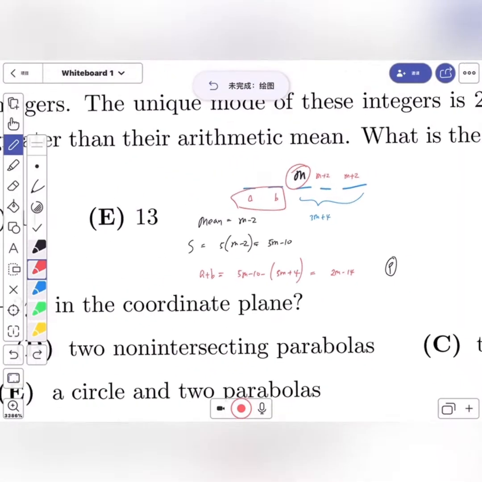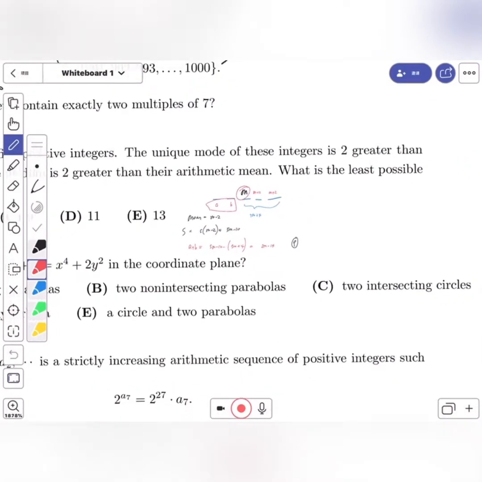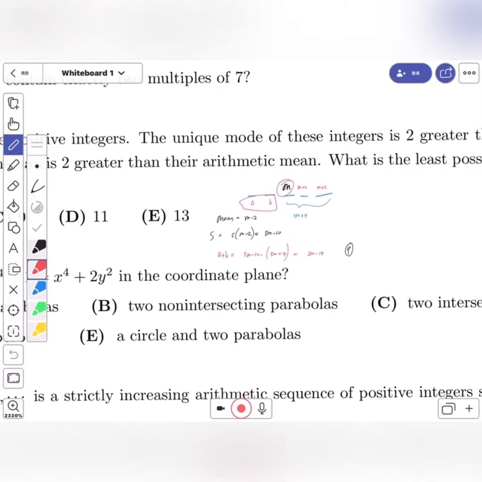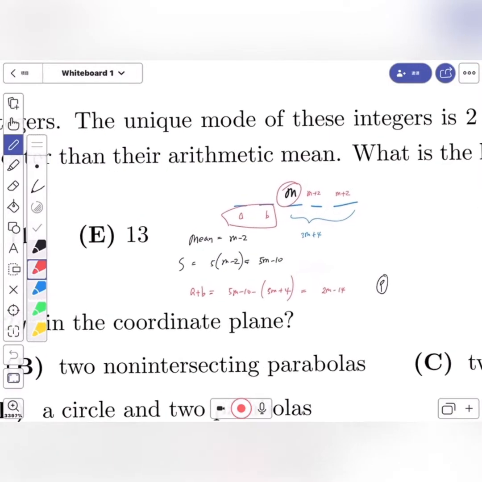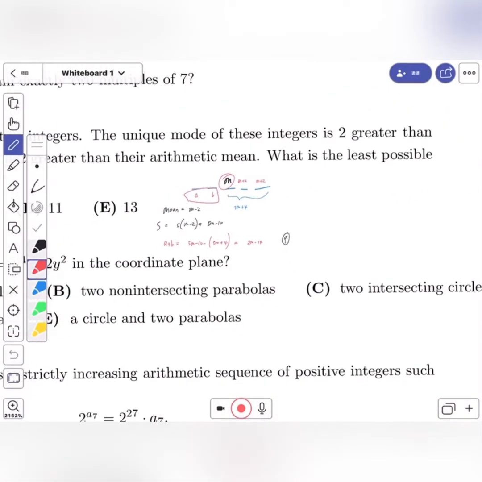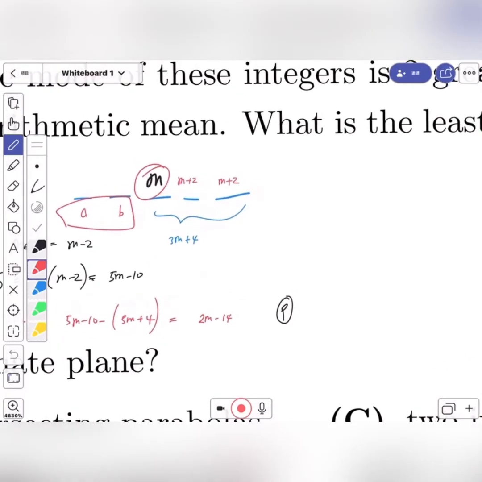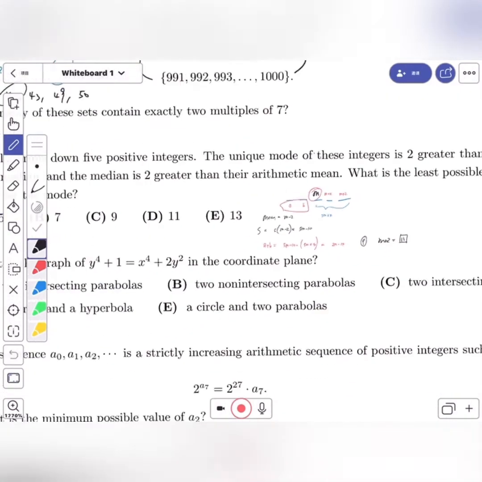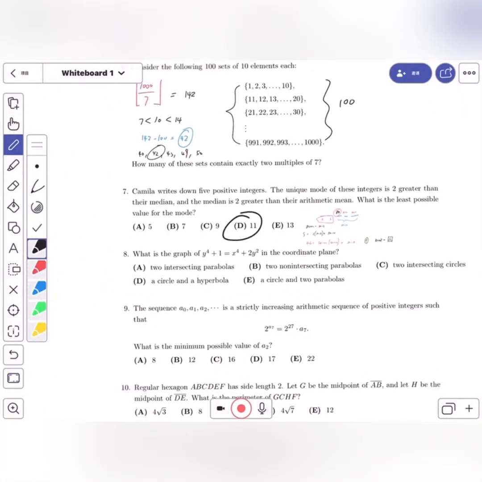However, keep in mind that m is the median. But we actually want the least positive value of the mode. So it's just equal to m plus 2, which is equal to 11. And that is essentially our answer to this problem, 11.